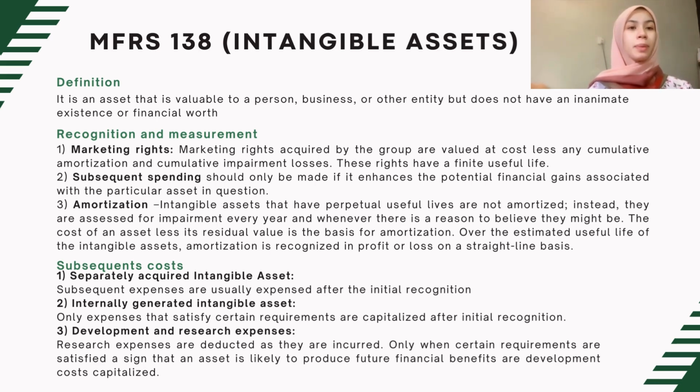Intangible assets that have perpetual useful life are not amortized. Instead, they are assessed for impairment every year and whenever there is a reason to believe they might be impaired. The cost of an asset less its residual value is the basis for amortization. Over the estimated useful life of the intangible asset, amortization is recognized in profit or loss on a straight line basis. Next point is subsequent costs.